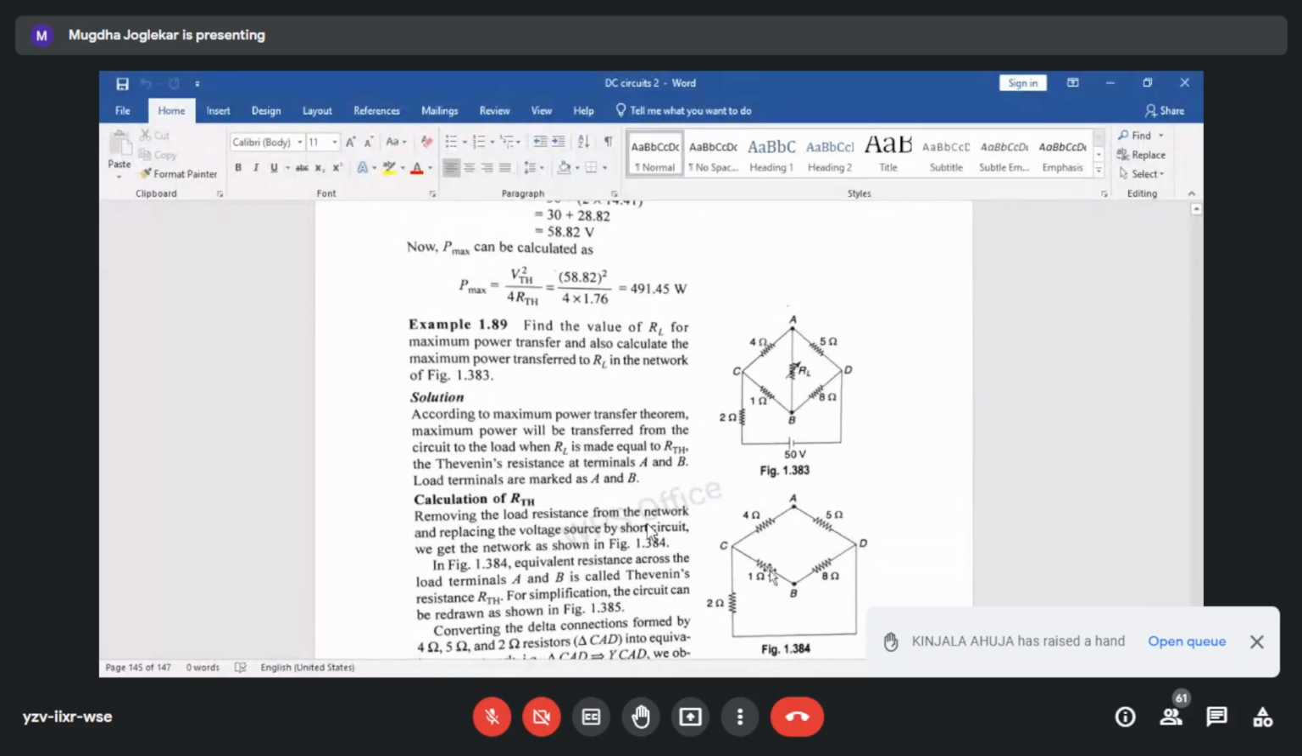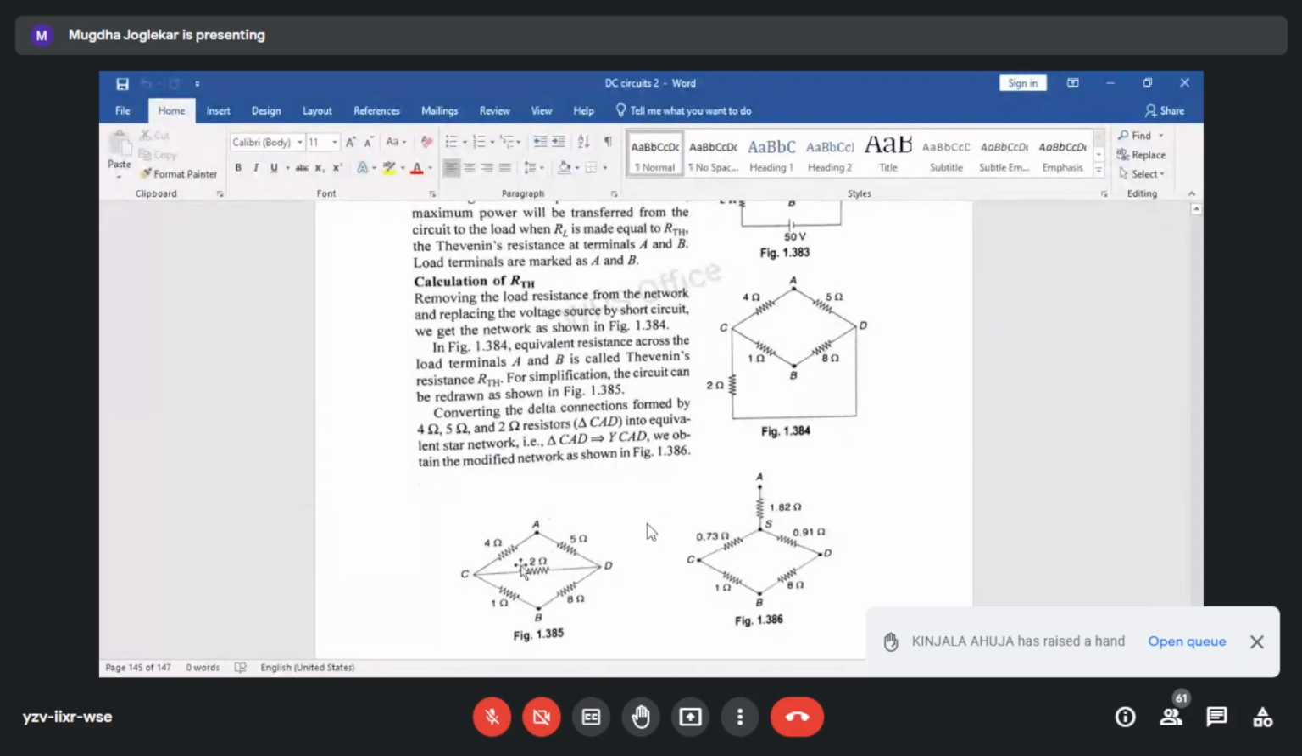It will form a delta. So two deltas will be there. Any one delta you can convert. You can convert the upper delta or the lower delta, and you will get it like this. So the A and B points will be there till the end. So you can do star delta conversion here. But we require the A and B points till the end of this question. Don't remove them for finding RTH. Is it clear, Kinjal? Yes, ma'am.